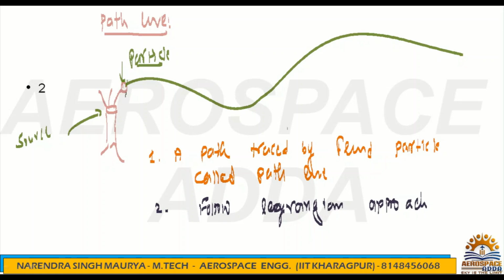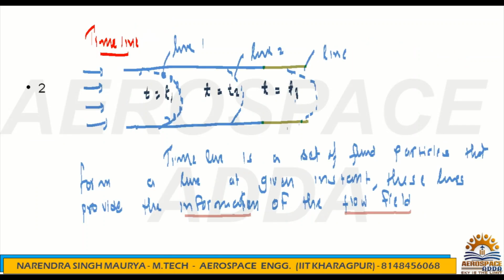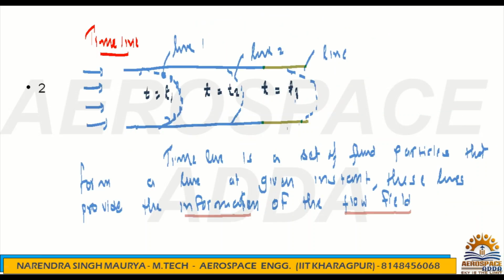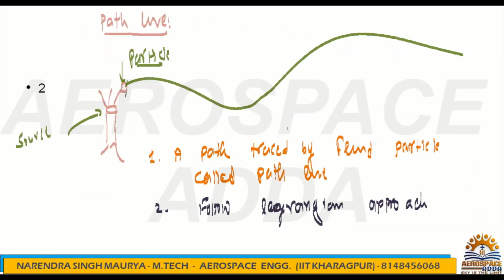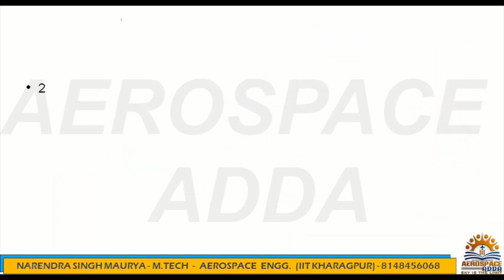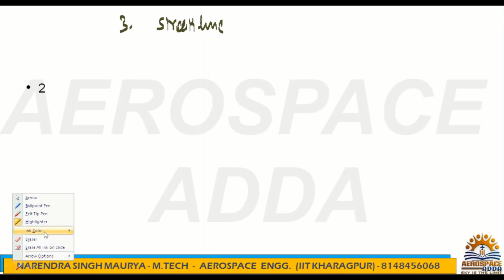So basically this path line always follows the Lagrangian approach. Now coming to the next, what do we have here? After path line, we have a streak line. In streak line, this is very special. So the third one is nothing but the streak line.